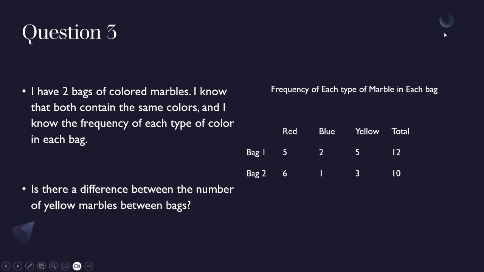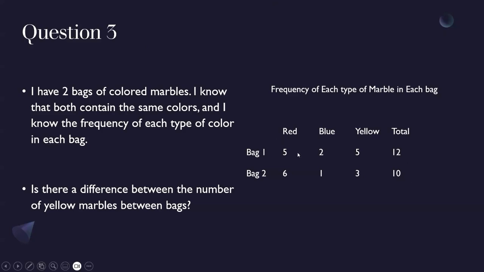Next, so we're crunching down now. I have another scenario in which the chi-square difference of proportions test does not work for nominal variables, and I'll explain to you why. So here's the example. I have 2 bags of colored marbles. I know both contain the same colors, and I know the frequency of each type of color in each bag. Same scenario as we started with. And we have bag 1 and bag 2, and we have our number of marbles in each bag.